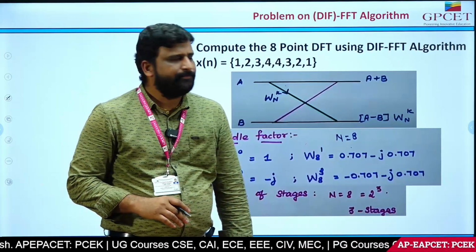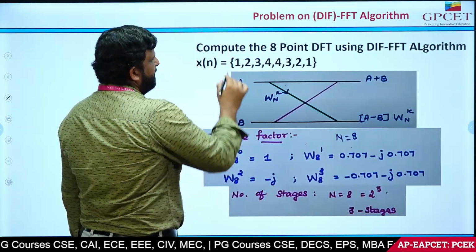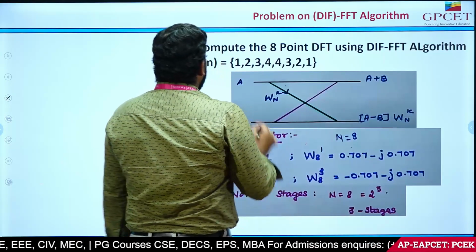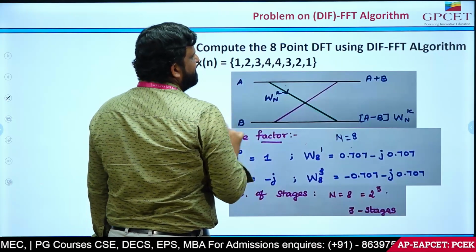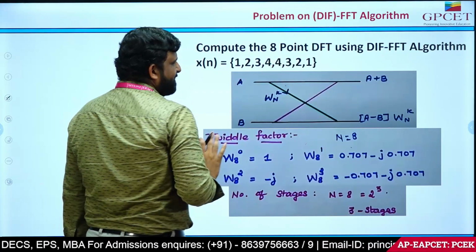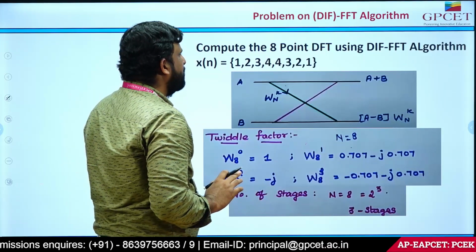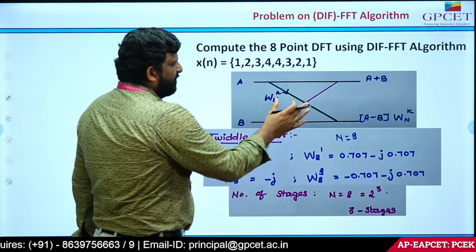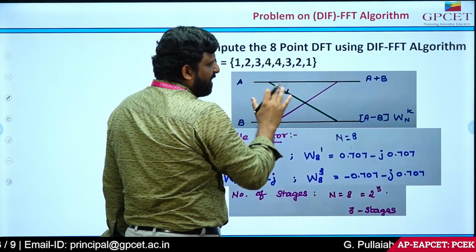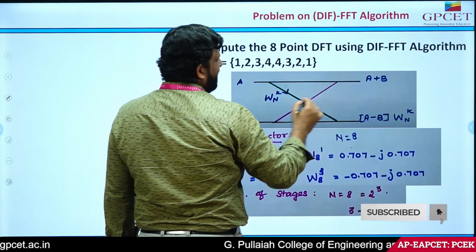We'll see that problem. So consider this particular problem for N is equal to 8. That is, compute the 8-point DFT using the DIF FFT algorithm. That is, x of n, how many sequences have been given? 8 sequences: 1, 2, 3, 4, 5, 6, 7, 8. So these are the sequences they have given us to compute using the DIF FFT algorithm. First, we need to keep this in mind: what is the twiddle factor? What are the equations we need to use for each and every stage?